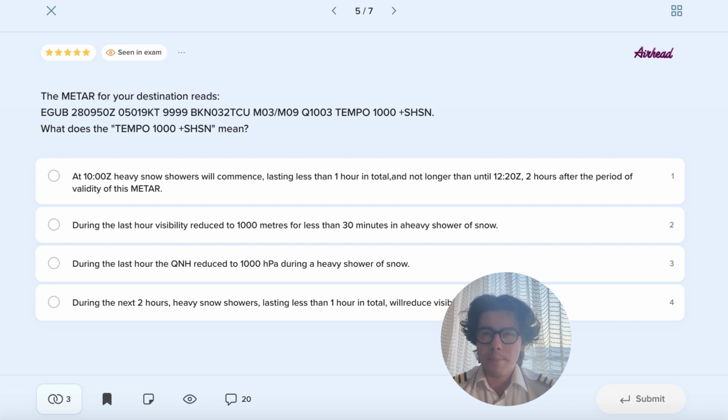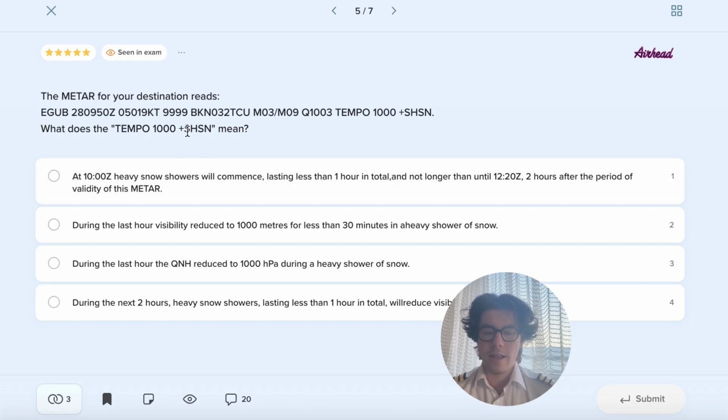However, what does the TEMPO mean? This is something to remember. TEMPO in a trend METAR message means that for the next 2 hours, we can expect this, but no more than half of the 2 hours in total, meaning no more than 1 hour, and no more than 1 hour at a time. If you see a TEMPO message in a TAF, there will be a time period, for example, between 10 and 14. In that case, the TEMPO message will mean that the occurrence will happen for no more than half of the period, but no more than 1 hour at a time. And that's what it means.